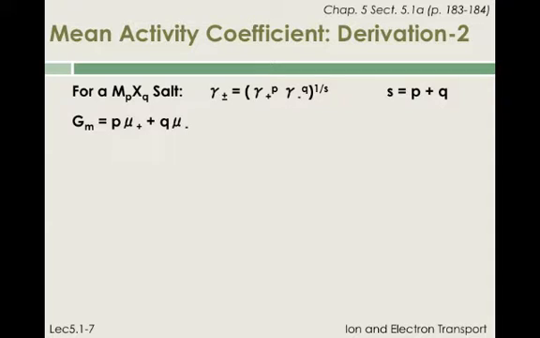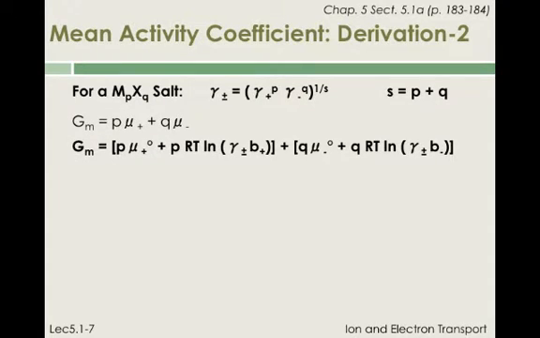First, we write the free energy Gm for 1 mole of MpXQ salt dissolved in water as the sum of P times the chemical potential mu plus of the cation and Q times the chemical potential mu minus of the anions, since there are P moles of cations and Q moles of anions per mole of salt. Second, we write expressions for the chemical potential of the cation and for the chemical potential of the anion using the mean activity coefficient, gamma plus minus.